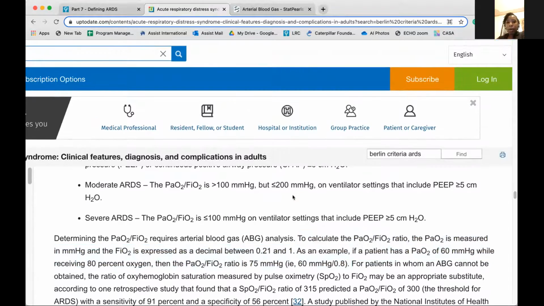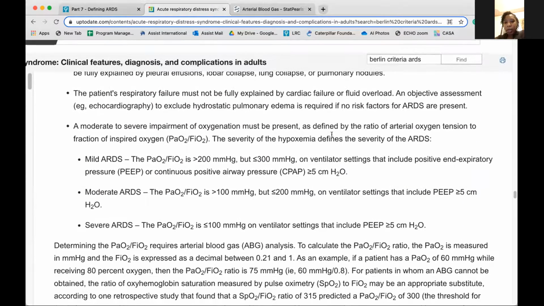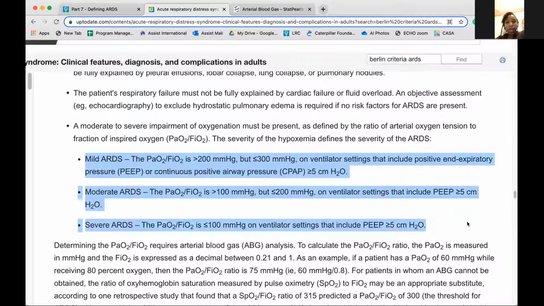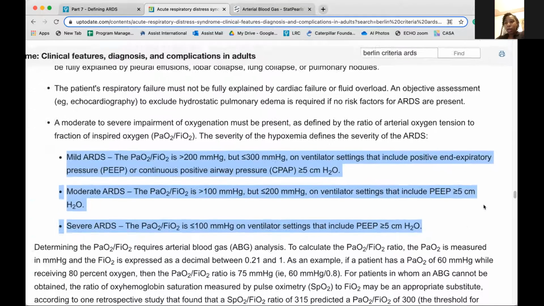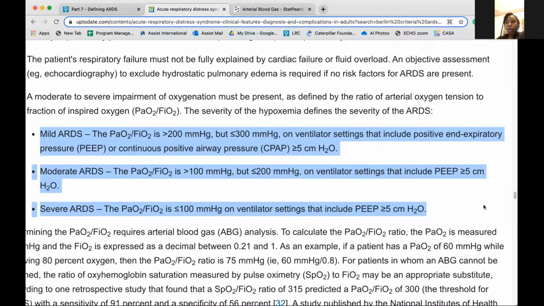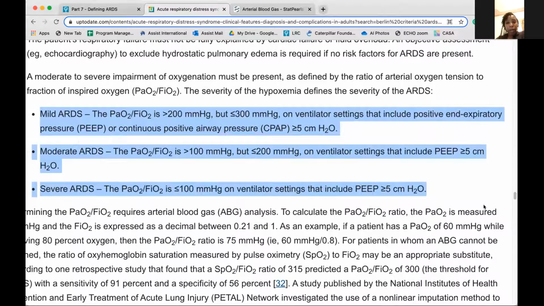So we said mild ARDS is a value less than 300, but greater than 200. So it's between 300 to 200. Moderate is a value less than 200, but greater than 100. So in essence, between 200 and 100. And severe is less than 100 millimeters of mercury. That is when you call that severe ARDS. And Mr. T has 75. So that means he has severe ARDS.